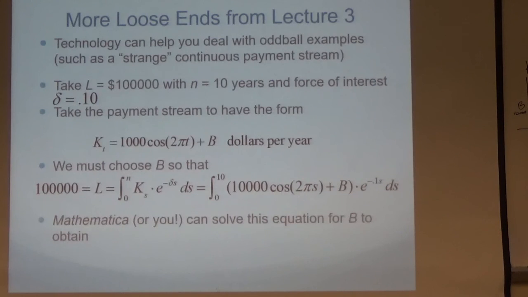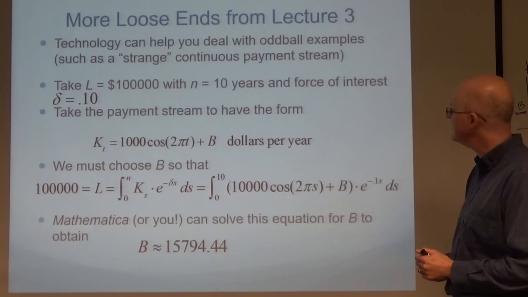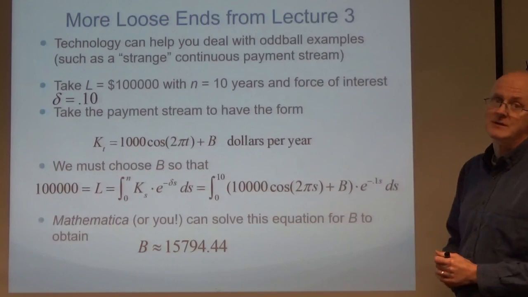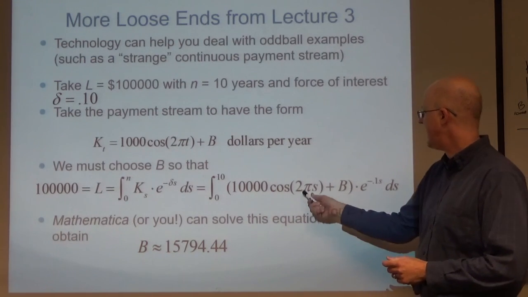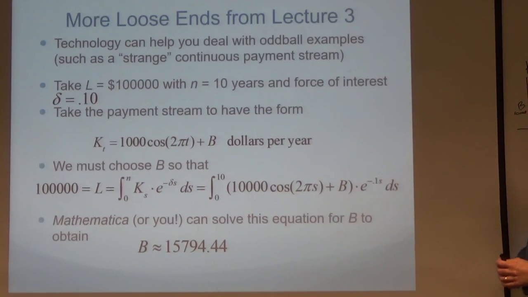You can use technology, or you could even solve it to obtain this for B. You should check this on your own. This integral is not too hard to do. You can either use a table or technology, or you can use integration by parts. It would be a bit painful with the 2 pi's in there and the negative 0.1s in there. But it's not impossible to do. Certainly you could try it by hand with calculator help and probably do it within 10 minutes.